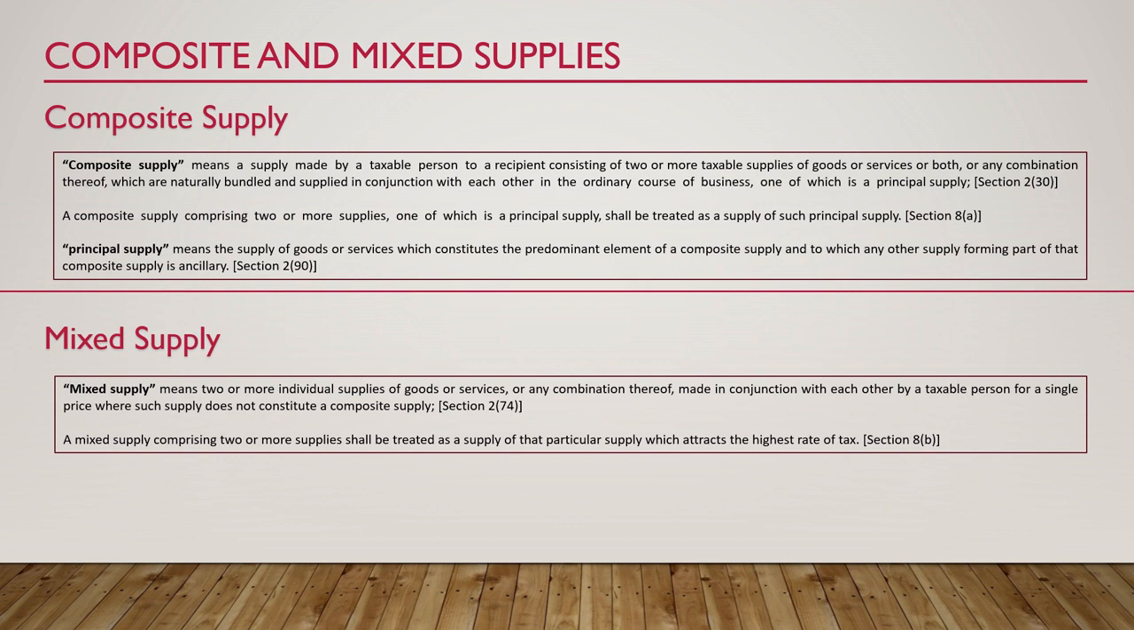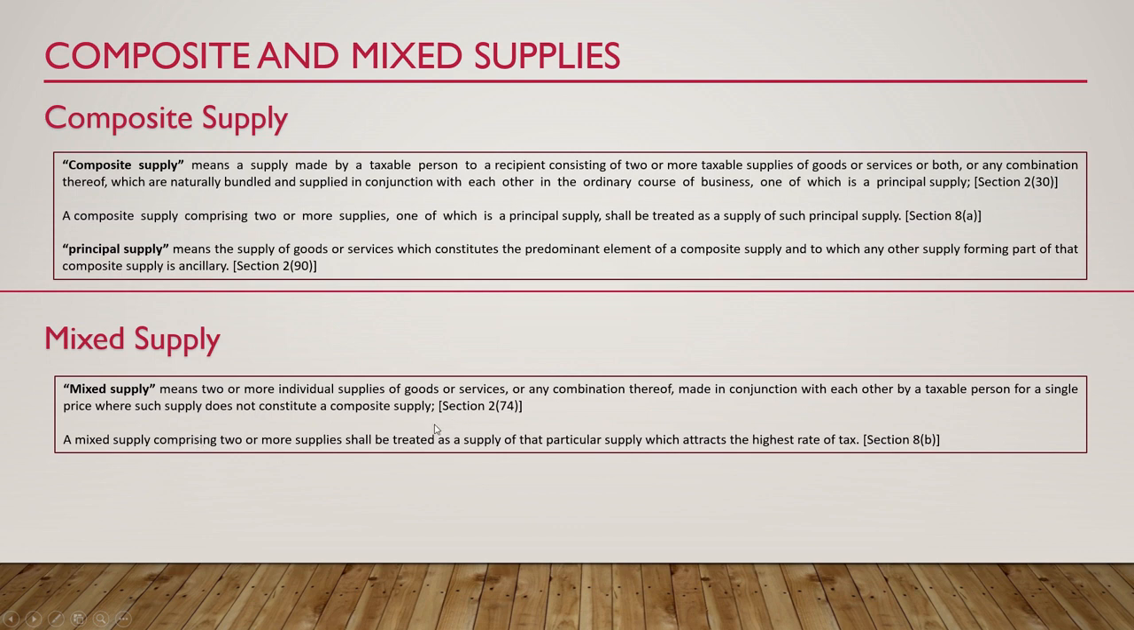So, section 2, subsection 74. This section defines mixed supply under the CGST Act. It says that mixed supply means two or more individual supplies of goods or services or any combination thereof made in conjunction with each other by a taxable person for a single price. This is very important: for a single price. A single price must be charged for all these supplies together. There should not be any bifurcation. Where such supply does not constitute a composite supply, then it becomes a mixed supply.